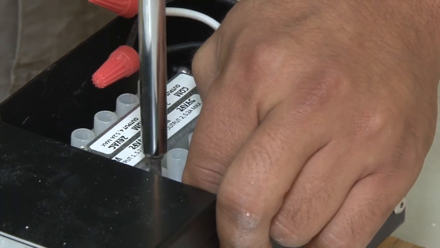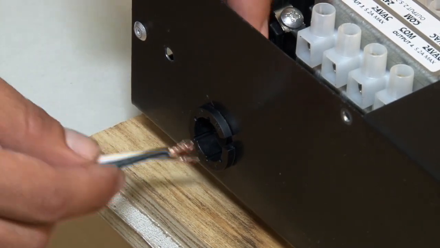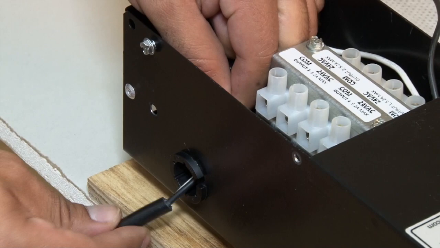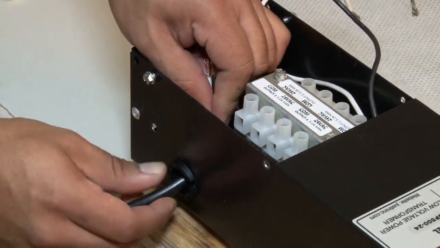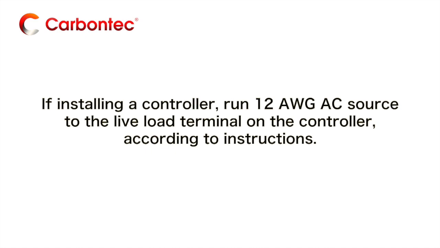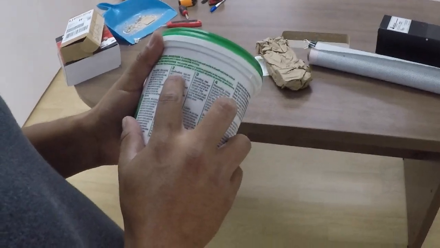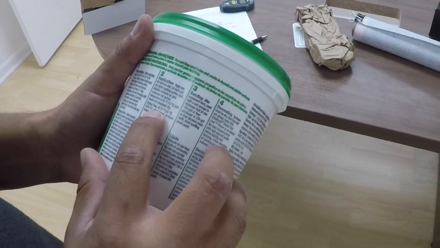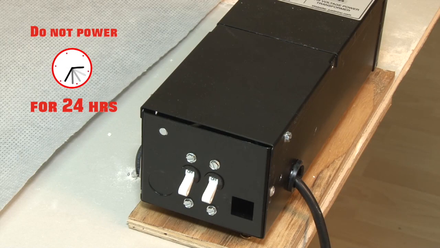Tighten terminal set screws. Connect the transformer black live wire to the black 12-gauge AC source wire using a UL-listed insulated wire splice connector or wire connector. If installing a controller, run 12-gauge AC source to the live load terminal on the controller, according to the instructions included with the controller. Allow plaster or mortar to be dried in accordance with the instructions issued by the mortar or plaster manufacturer. Do not power on Carbontec heating system until at least 24 hours after installation.